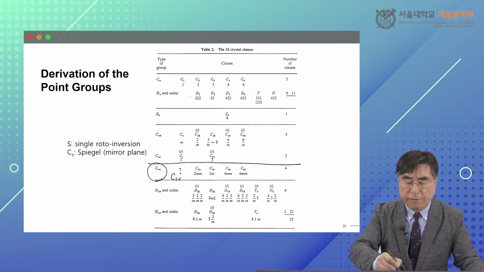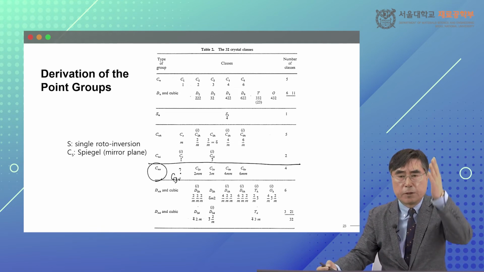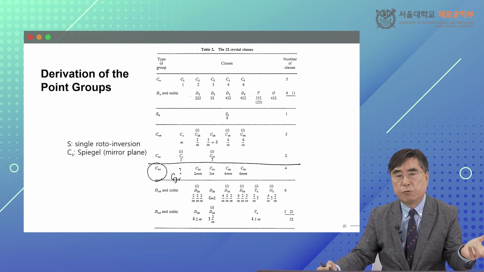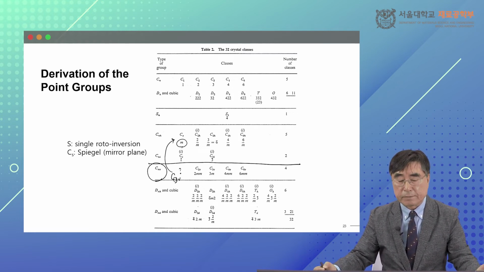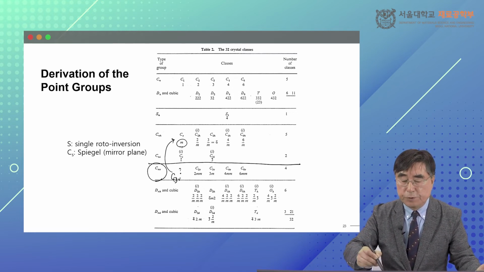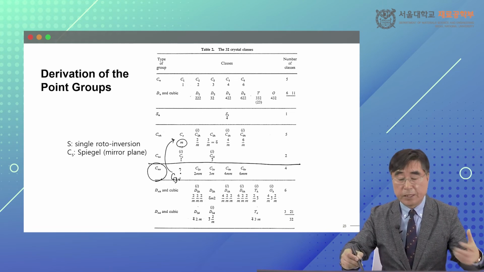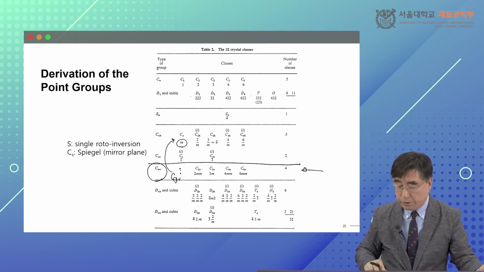C1V, onefold is nothing, it's just one vertical mirror plane. It's the same as one mirror plane. So C1V is the same as CS, has only one mirror plane. Now let's look at C2V, C3V, and something like that. This part, I will draw one by one.